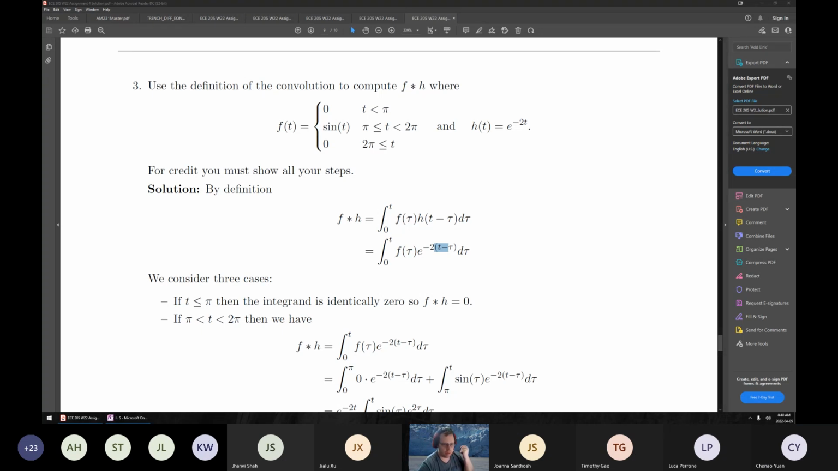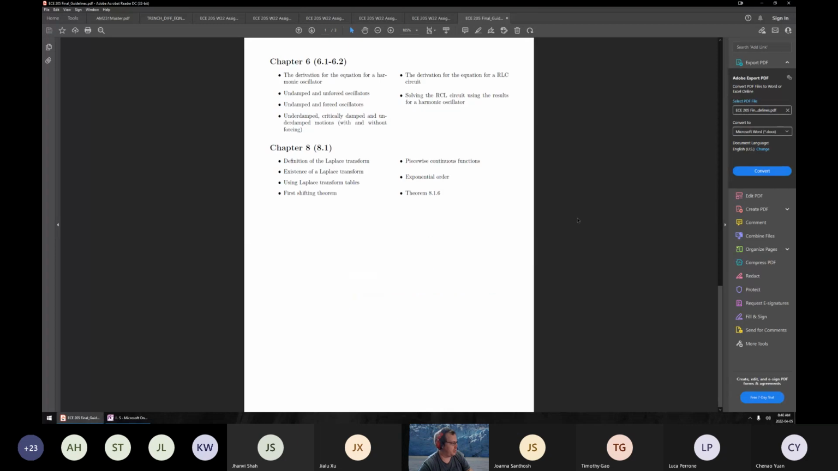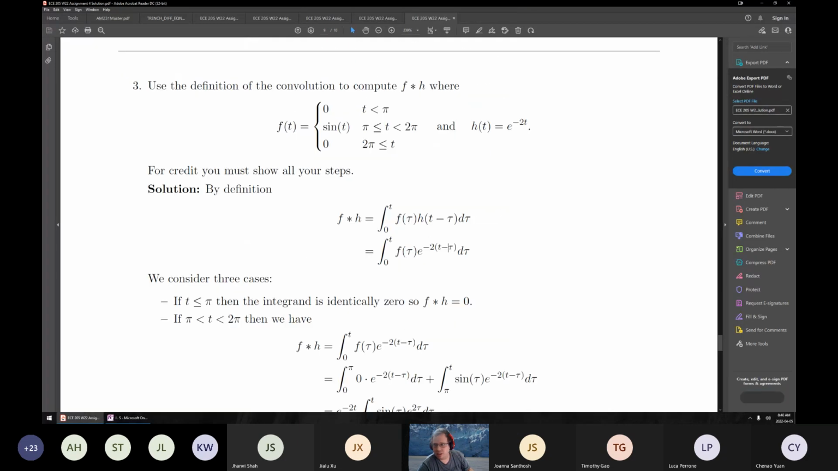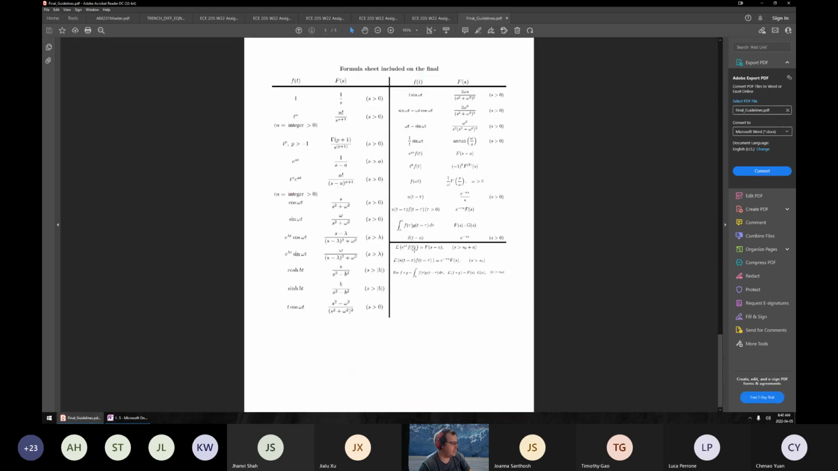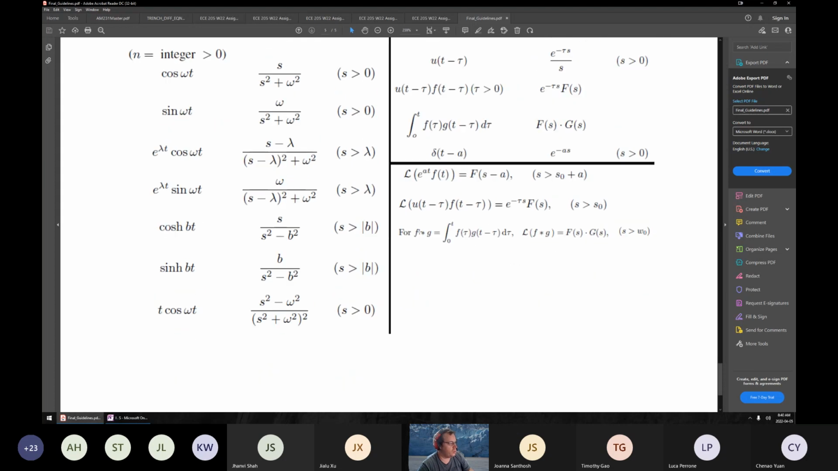So convolution, I don't believe is on the sheet. Let me pull up the final sheet. So basically, final guidelines, detailed guidelines, perfect. Okay, wrong one. This final guidelines. This is so annoying. I want to remove this for the last time. Okay, gone. Okay, there we go. Okay, so these are the things that you get. So you do get the definition of convolution. So you don't have to memorize that one. You do get that one.